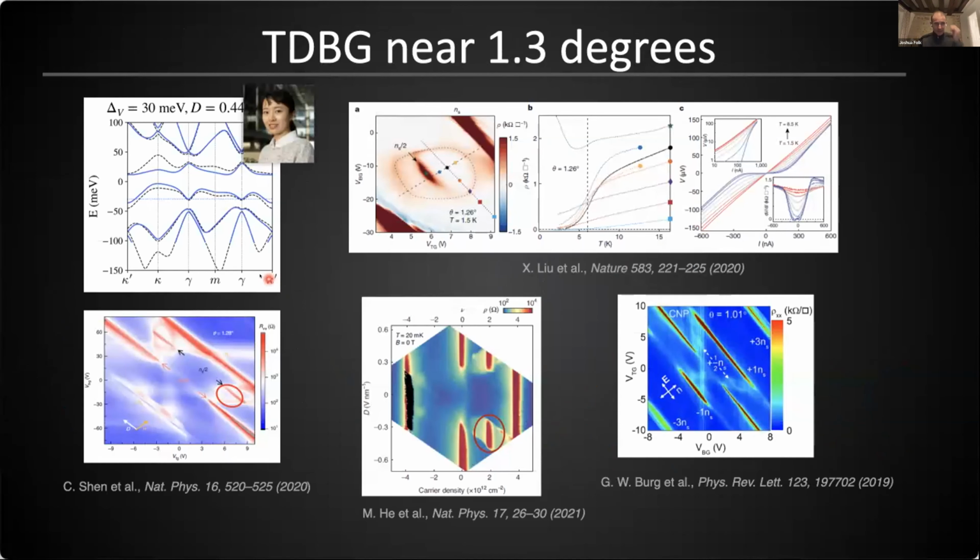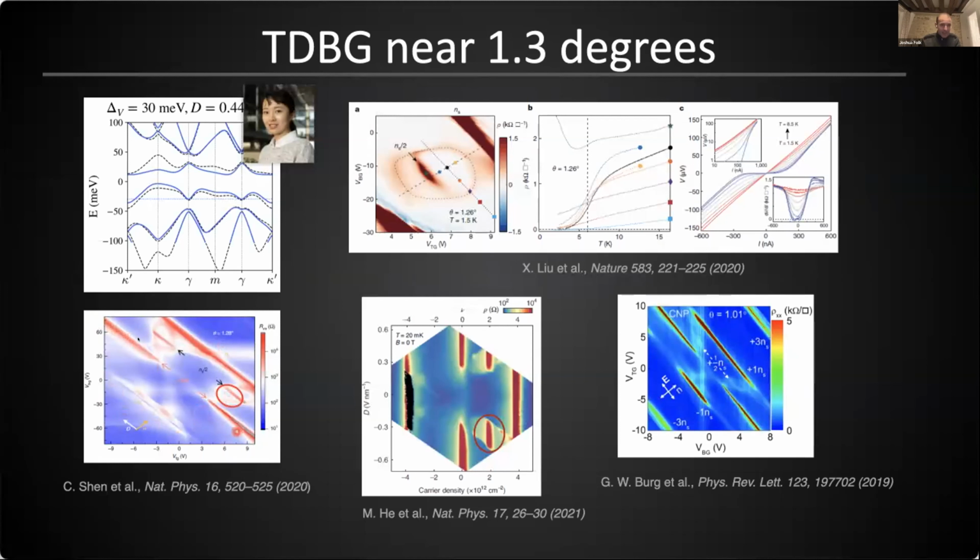So this work on twisted double bilayer graphene has been going on really since 2019. And very quickly, it was discovered that just like this, or very similar to this correlated insulator state you get in twisted bilayer graphene, you can get something at half filling of the band in twisted double bilayer. So I'll show you pictures like this in the next few slides. You'll get to know them a little bit better.